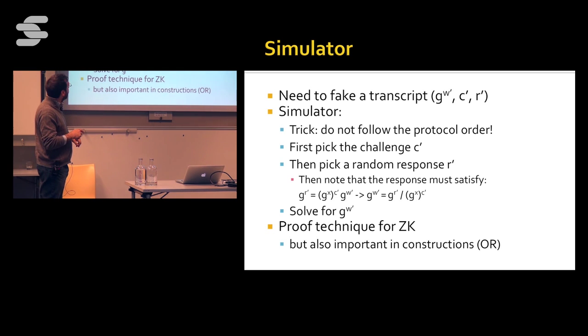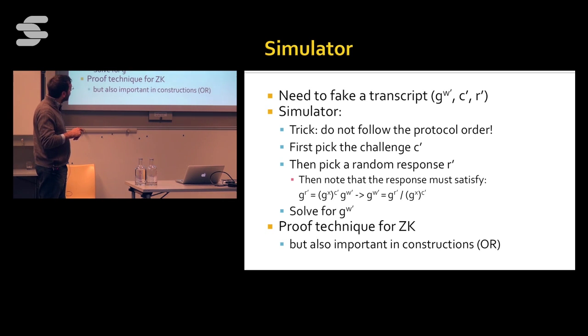I first pick a random C and a random R, just at random. And then what I do is I take the verification equation, which was G to the R equals the public key to the C prime times G to the W prime. That's the verification equation that Victor used to have. And I just run it backwards and I solve for G to the W prime. So I rearrange all my terms, this goes on the other side, and I divide and I have G to the W prime equals G to the R prime divided by G to the X to the C prime, for the random R prime and C prime. And now I use that as my first message, G to the W, which is my witness, this A that I had in my first slide.